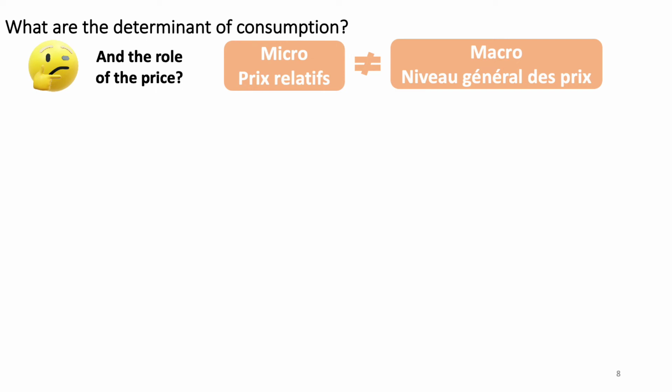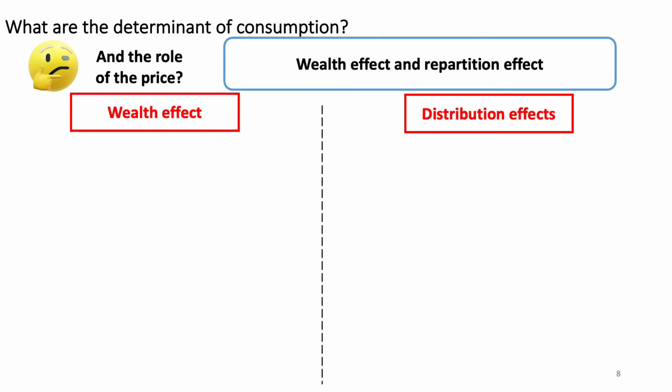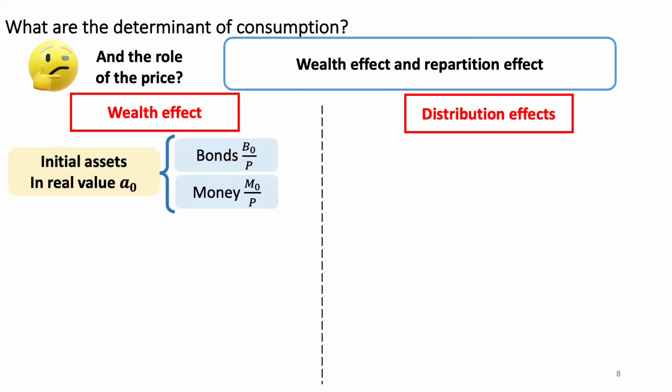Yet, there are other forms of consumption functions that show a relationship between prices and household consumption. Here, we're going to describe two possibilities. The first one is the wealth effect. Households not only look at their current income, but also at their assets, their wealth. By wealth, we mean the stock of bonds and money that households have at the beginning of the period.